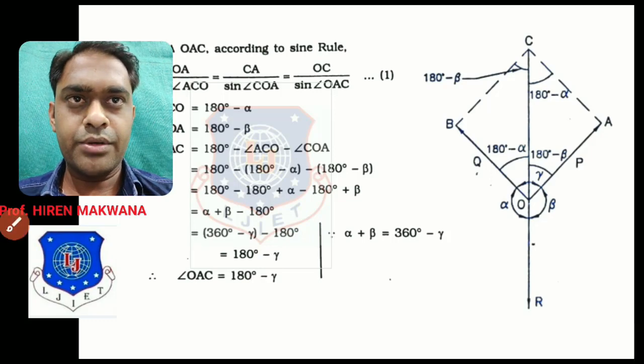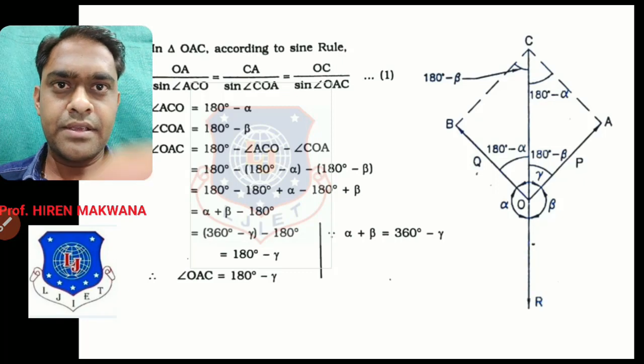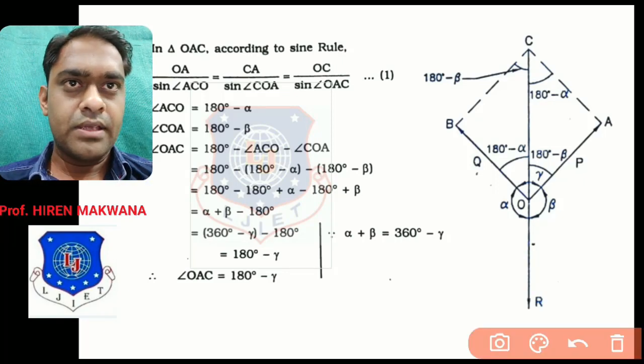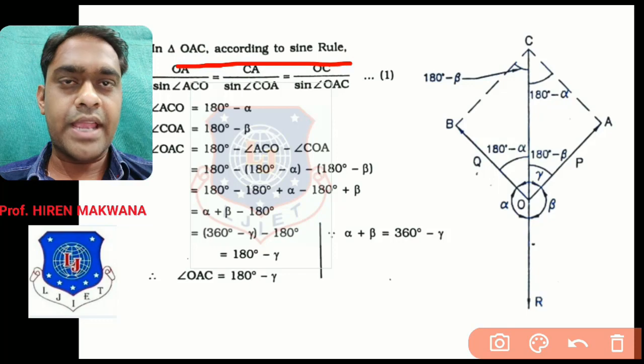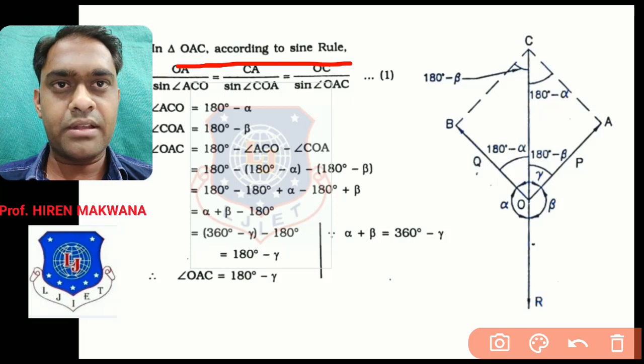Okay, so that you can see it clearly. Yes, it is. Okay, now you see in triangle OAC according to sine rule. Now you must remember the sine rule. What is sine rule? Sine rule is applicable for any triangle. Let us check which triangle.